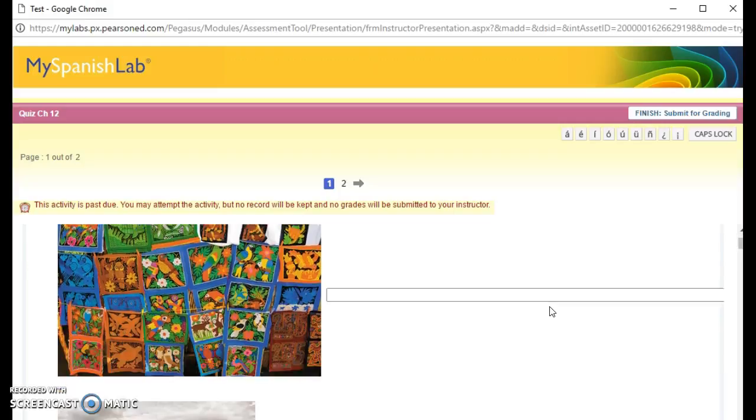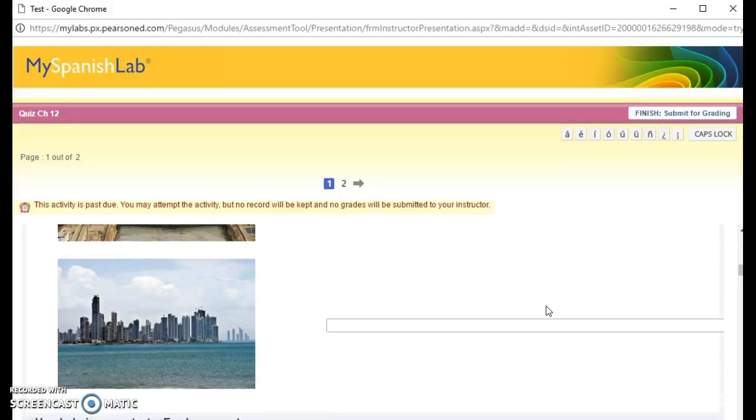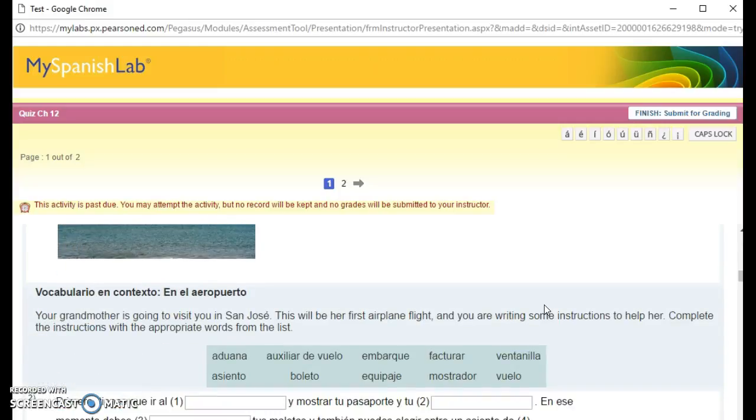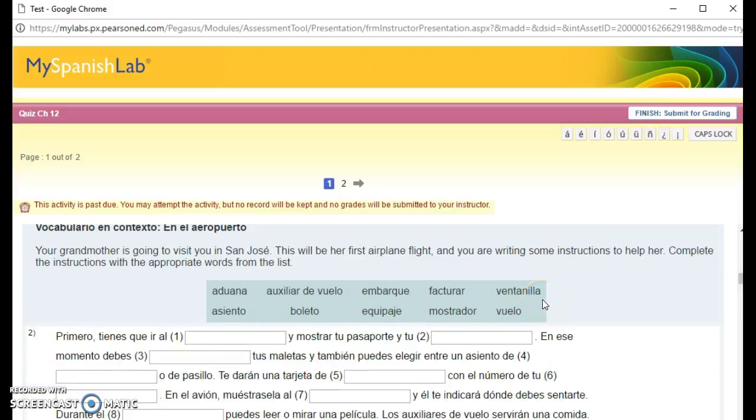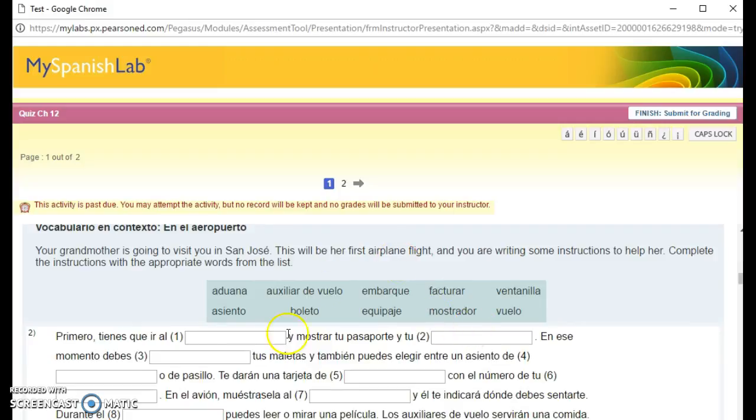The first section is the cultural section, which is generally not problematic. You can look up these things if you don't remember them. So I'm going to go through that. Okay, the second section here, vocabulary en el aeropuerto. And you have a word bank here. All you need to do is fill in the appropriate word. There were some problems with this. Sometimes it's better to read through these paragraphs completely before you start, and then use process of elimination.